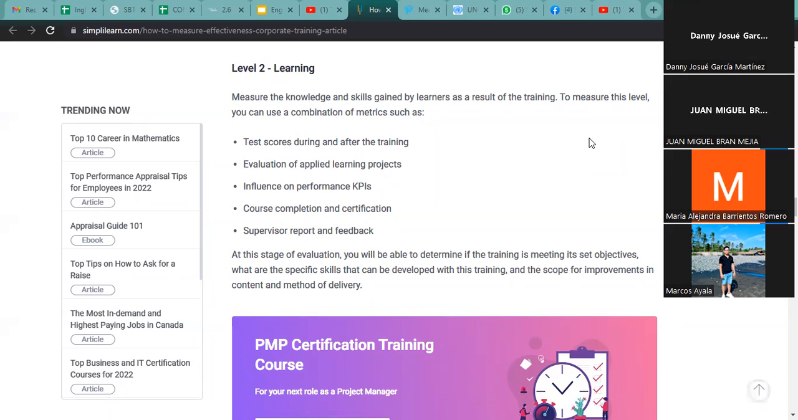Evaluation and application of the learning project, that is exactly what Yvonne was telling, that sometimes you need to present a project after the training. Influence on performance KPIs, definitely. Remember that KPIs are like metrics, like ratios that we will be able to calculate so we identify if this was actually good. Course completion and certification. I do believe certification is something that is very important for everybody. Supervisor report and feedback. Yes, that's also a good idea. So these are ways for you to measure the learning of people that attended the training.